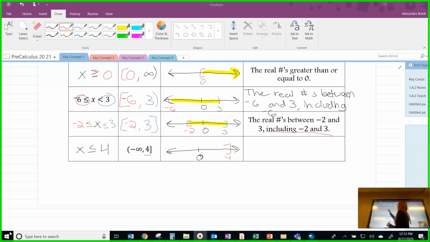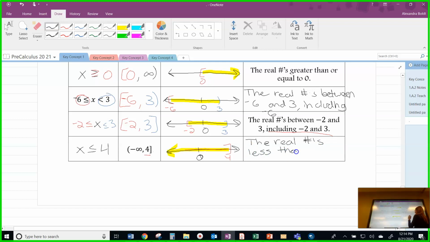All right, so it's everything less than 4. So I'm going to shade in all the things less than 4. Okay? For our description, last thing, it's the real numbers less than or equal to 4. Right? So it's exactly how we wrote it in that definition at the beginning. Okay?